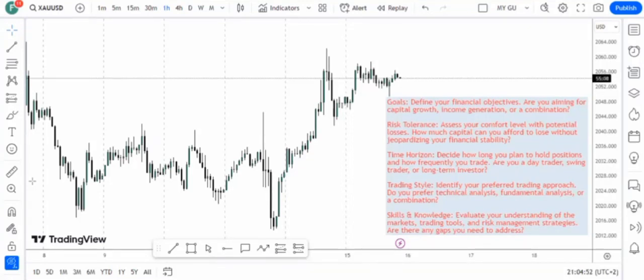All right. And then skills and knowledge. Skills and knowledge, that's you gathering all the information that you need to trade. You need to gather information about how much you understand the markets, what type of tools you're going to use.